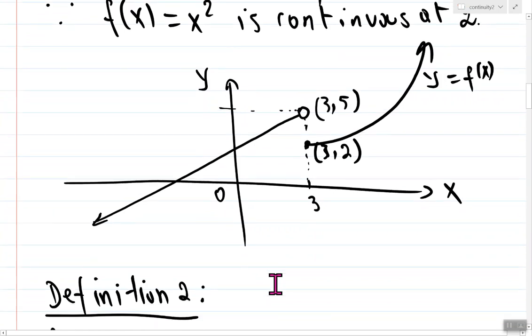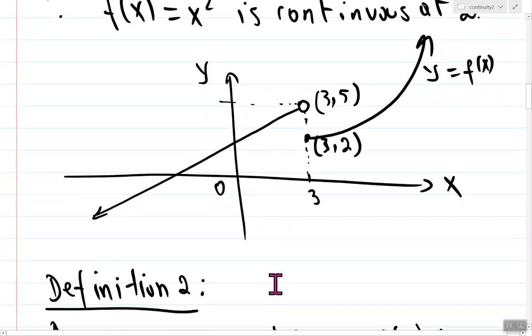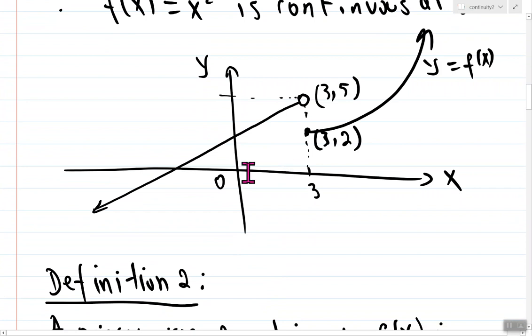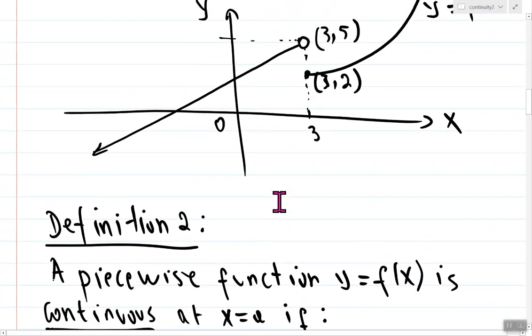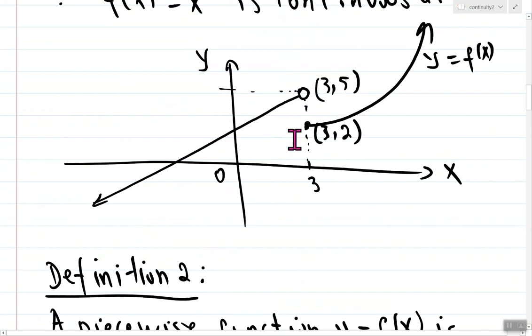So we go to another example. For instance, we look at this function. This is a piecewise function. From negative infinity to 3, the function is a straight line. From 3 to infinity, the function is a parabola, some type of curve. So the question is, is this function continuous at a equals 3? Since we have a piecewise function, it's a function that is given in two pieces, two graphs. You have the first graph and the second graph.